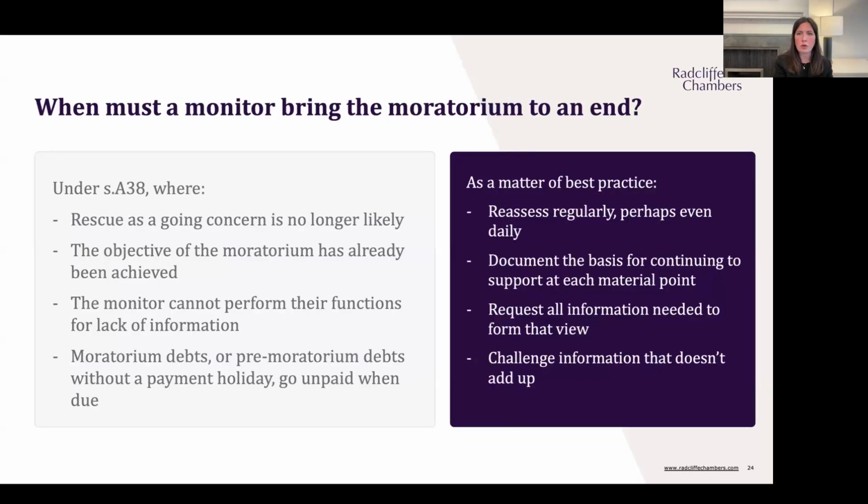In terms of not compulsory termination, but best practice: reassessing regularly. It will depend on the company and its nature, but perhaps daily. And perhaps those conversations you're having with directors daily about what their cash flow looks like, what their payments out look like, and what their income looks like. I think it's really important to document the basis for continuing to support at this juncture, because they're so unusual and they're such an unknown quantity.